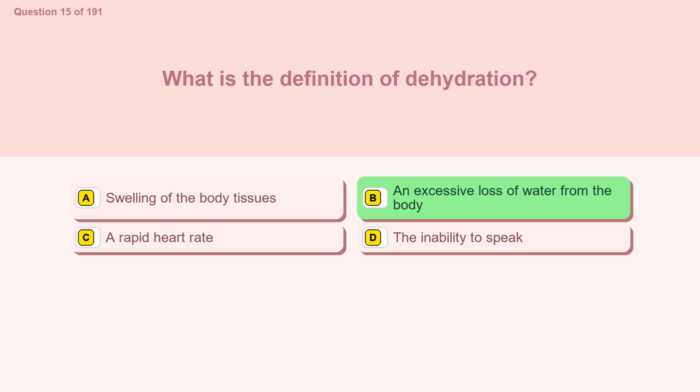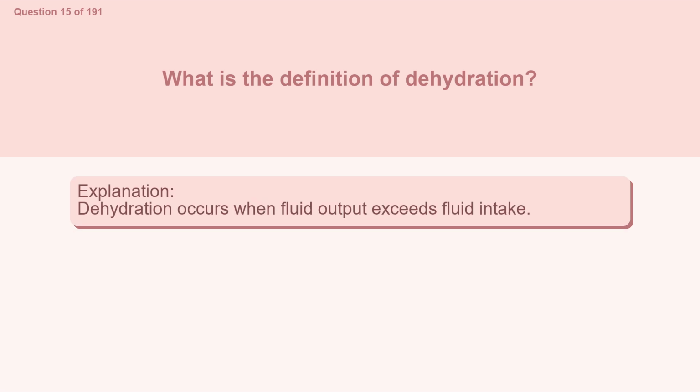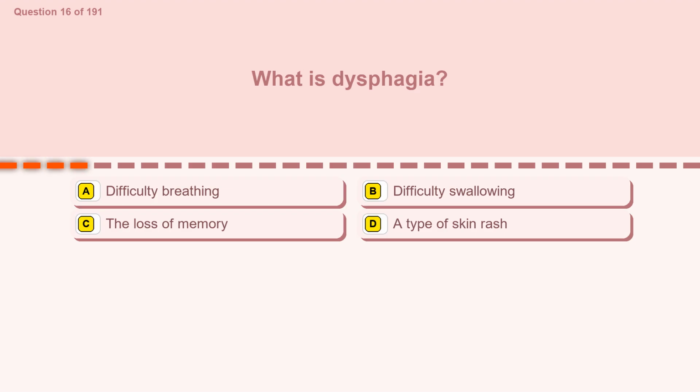The correct answer is option B, an excessive loss of water from the body. Dehydration occurs when fluid output exceeds fluid intake. Question 16. What is dysphagia?